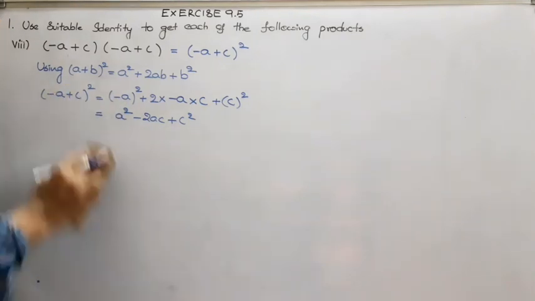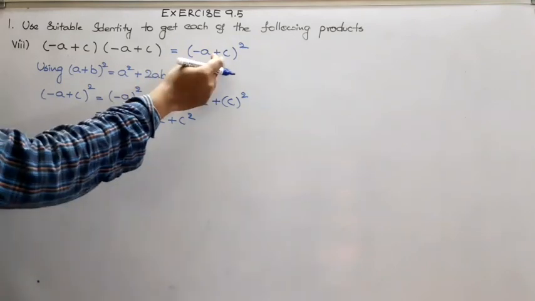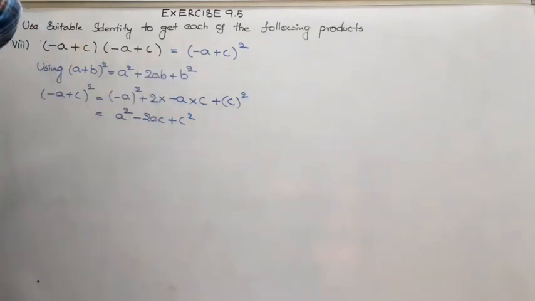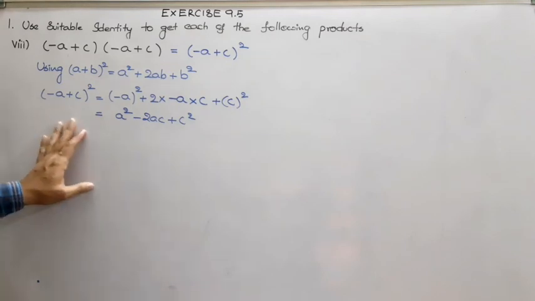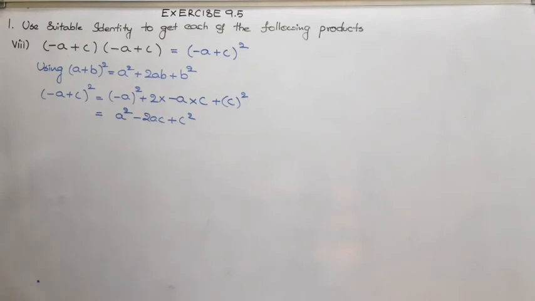If we try with (a minus b) whole square by taking a as c and b as minus a, the same answer will come. Only there will be a change in the order of the individual terms. So hope you understood. We dealt with (a plus b) whole square, (a minus b) whole square, and then (a minus b) into (a plus b) is equal to a square minus b square identities.